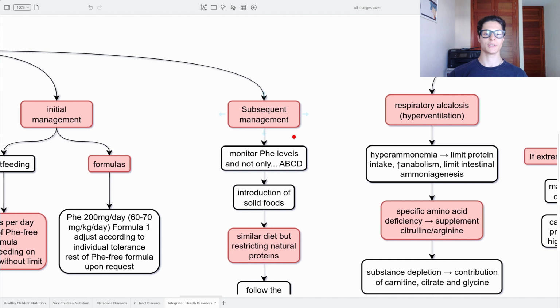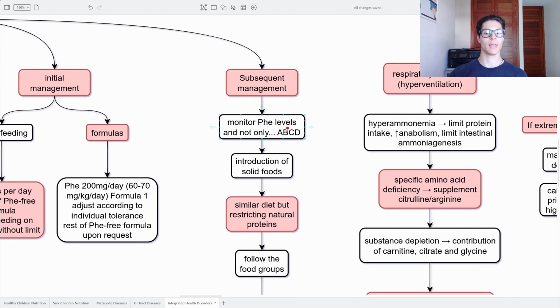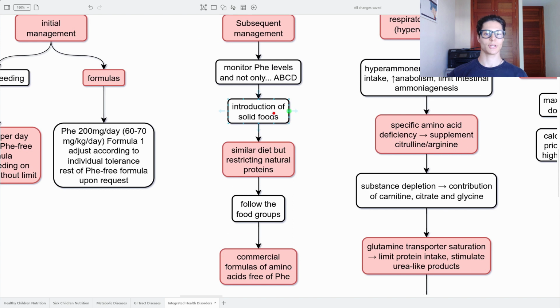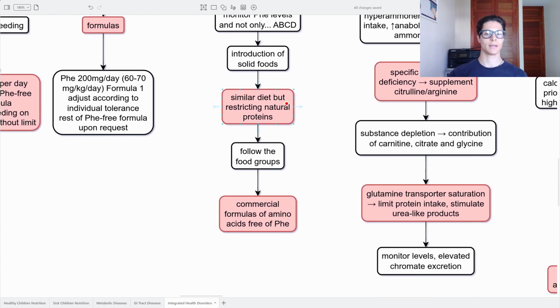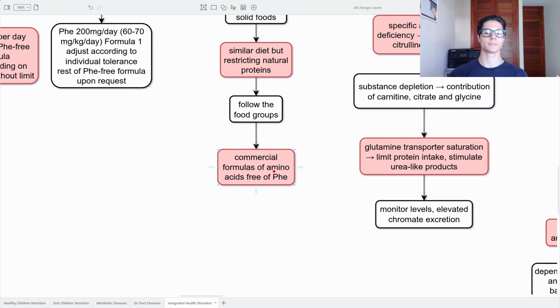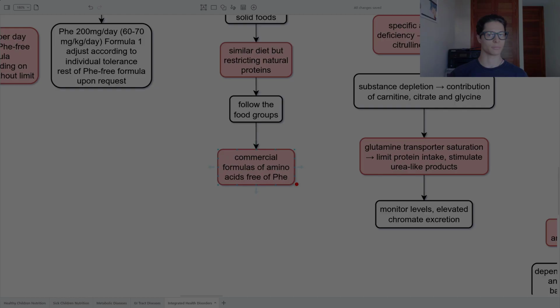The subsequent management is to monitor the phenylalanine levels. But not only that, we have to do the ABCD: anthropometry, biochemistry, clinical, and diet evaluation. The introduction of solid foods is similar to the diet, but restricting natural protein. These are, for example, meats. And we have to follow the food groups. There are certain food groups that we must avoid or limit, again, animal proteins. And there are commercial formulas of amino acids free of phenylalanine that we can take into account.